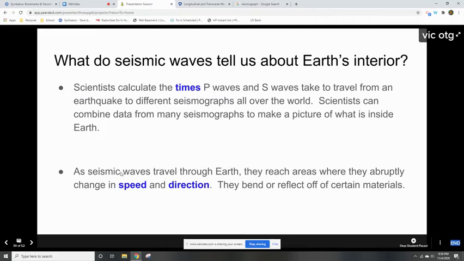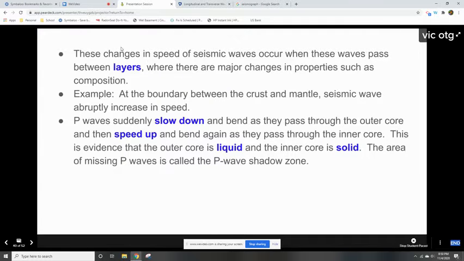Going back to our presentation, as seismic waves travel through Earth, they reach different areas where they abruptly change speed and direction. They bend or reflect off of certain material. These changes in speed of seismic waves occur when these waves pass between layers, where there are major changes in properties such as composition. For an example, at the boundary between the crust and the mantle, the seismic wave abruptly increases in speed. That's because the mantle is less rigid than the crust.